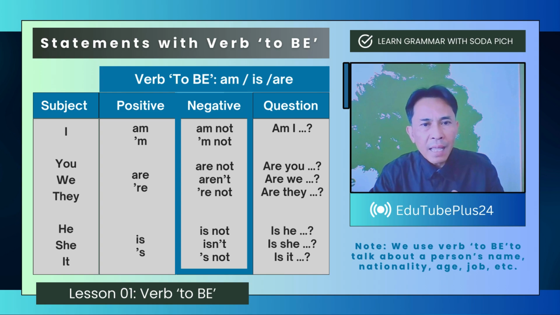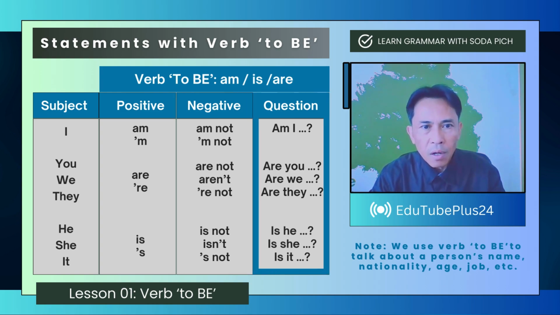Now, the last thing that you're going to want to learn are the question forms of the verb to be. So, when we use the question form, all we do very easily is to switch the verb and the subject. So, I am becomes am I. Are you? Are we? Are they? Is he? Is she? Is it?